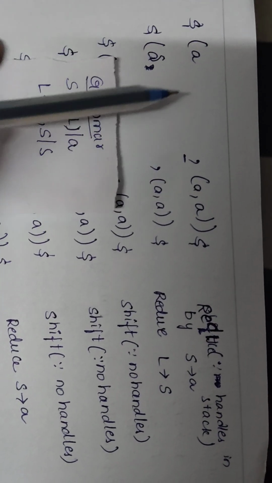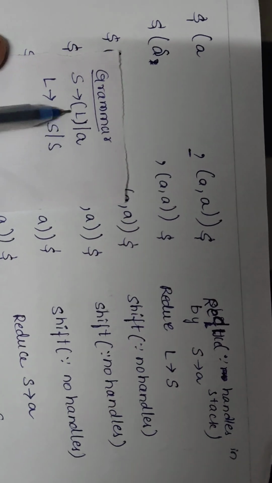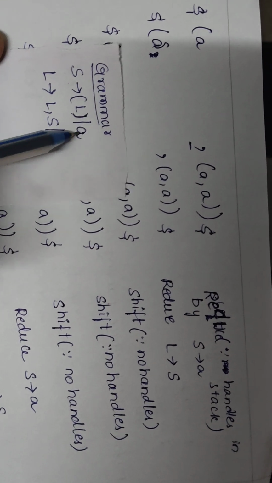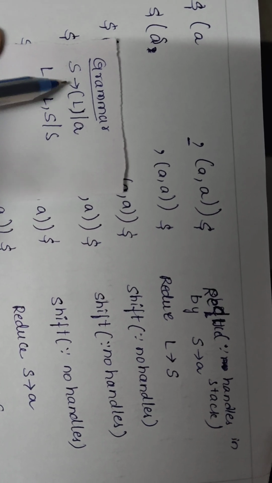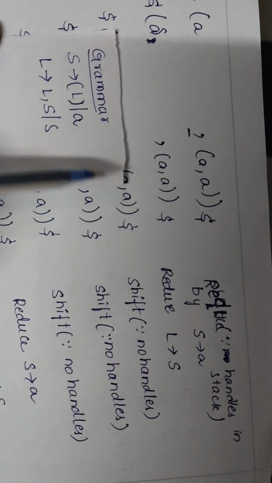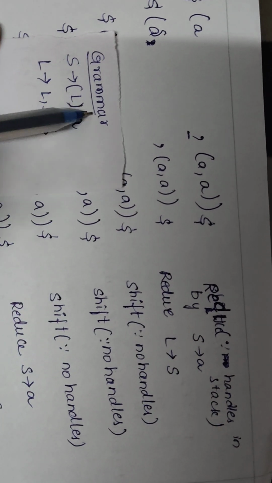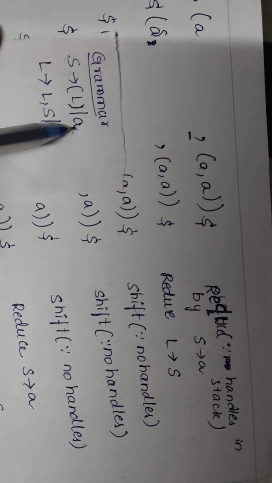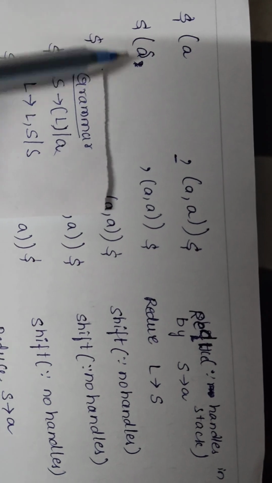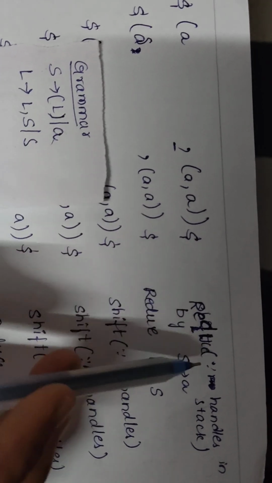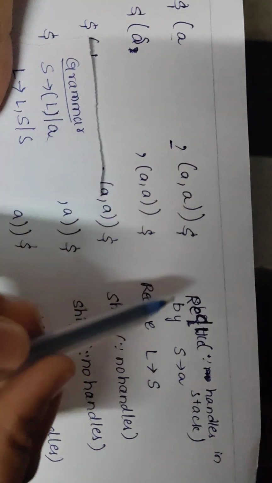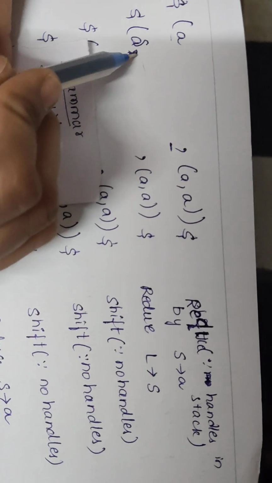Next, do we have A alone in the grammar? Yes, we have. A is produced by S. So we need to reduce S produces A. See, this grammar rule is present in the stack, right? So we are performing the reduce action. Okay. So we'll be popping this and pushing this element here.